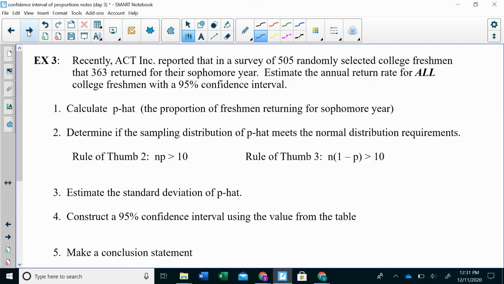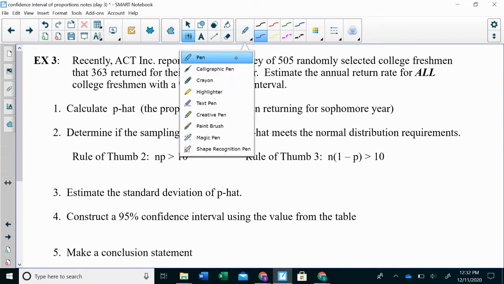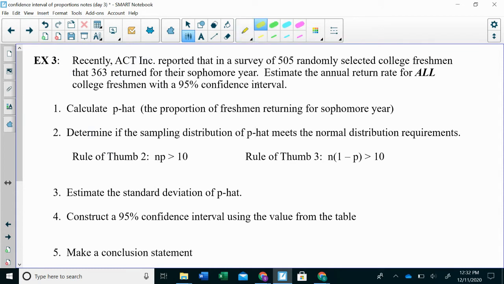Right. Next example might be a little bit more applicable to you guys. Recently, the ACT Incorporated reported that in a survey of 505 randomly selected college freshmen, that 363 returned for their sophomore year. Not everybody makes it to their sophomore year, and we have some numbers here to study and analyze. Estimate the annual return for all college freshmen with a 95% confidence interval. So it's giving us what confidence interval to use, 95%.